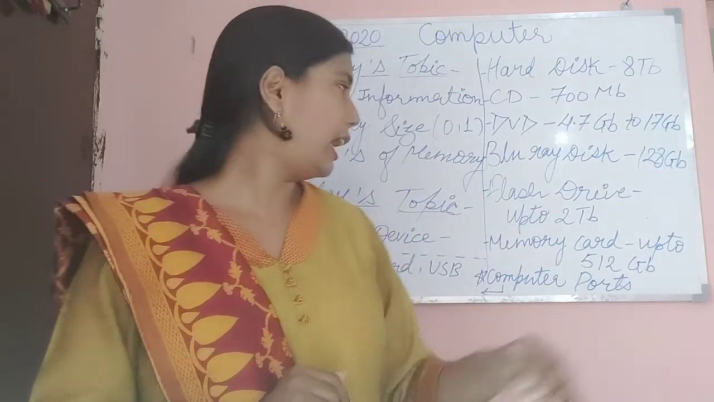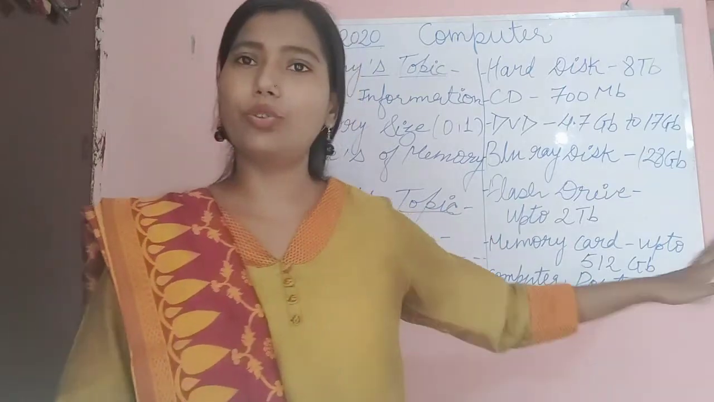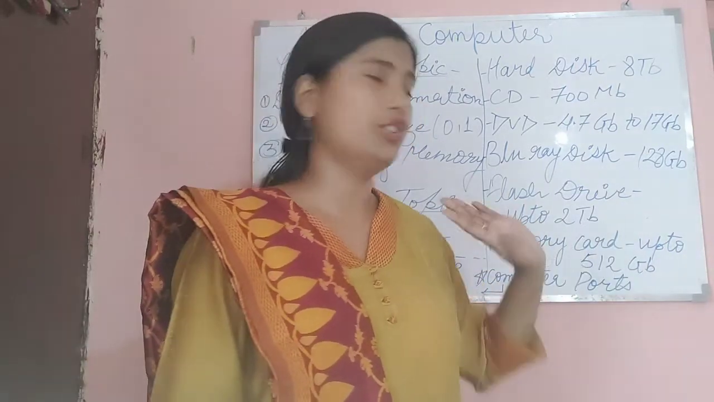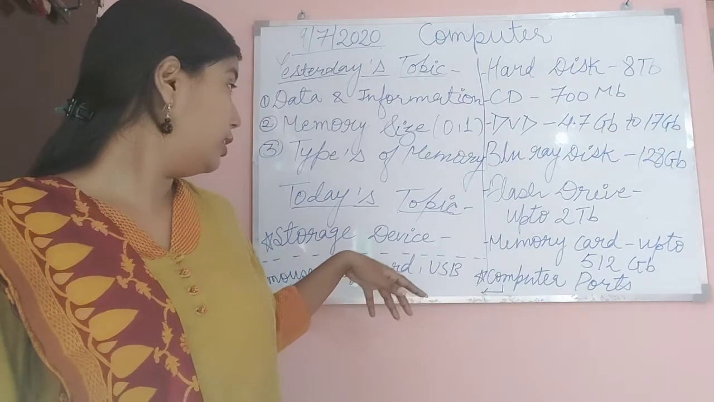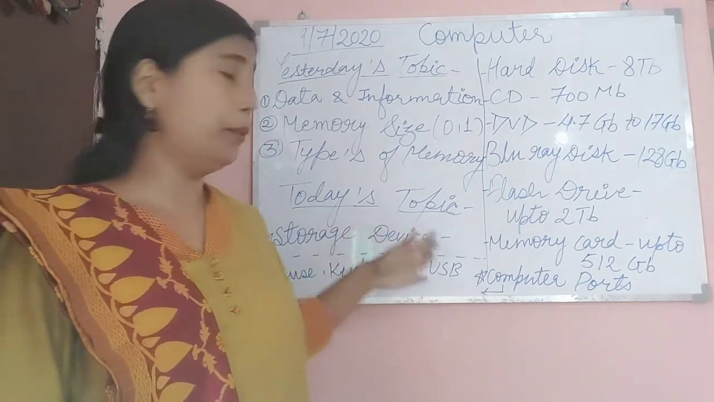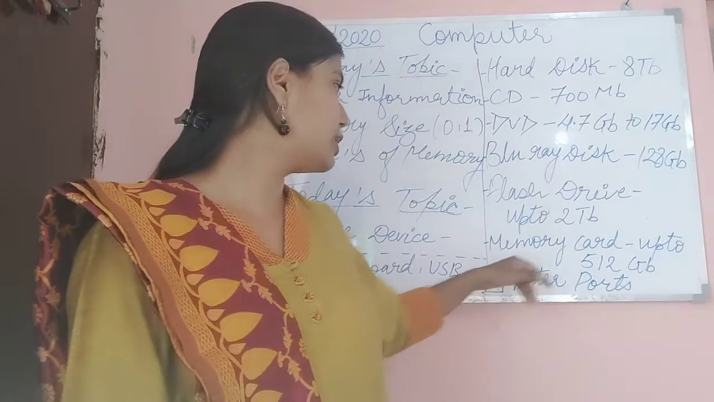Okay, so that was all about the memory card, and the storing capacity is 512 GB. So all these were the storage devices of a computer. Now we will talk about computer ports.